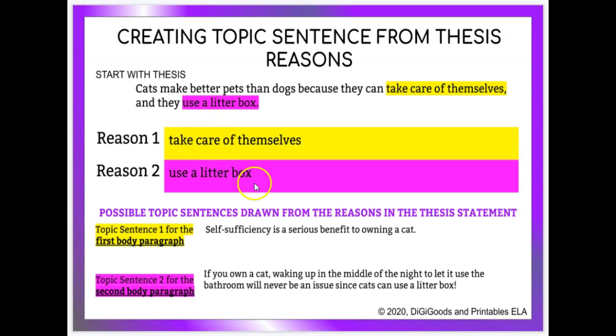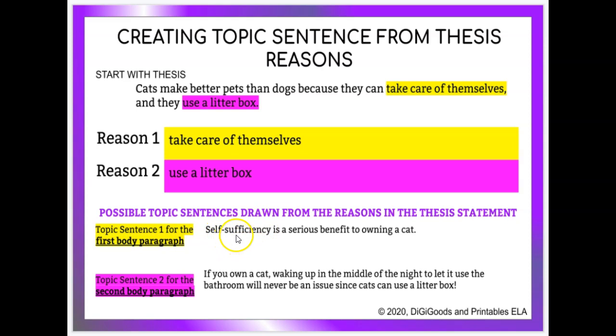So we're going to use the same method that we used to create a hook to create these topic sentences from these reasons. Remember, in the beginning of the essay series, we thought about the big idea of the thesis reasons. We're going to do that again. What are the big ideas that we could draw from to make topic sentences for our body paragraphs? First, this is one possible topic sentence for a body paragraph. Self-sufficiency is a serious benefit to owning a cat.